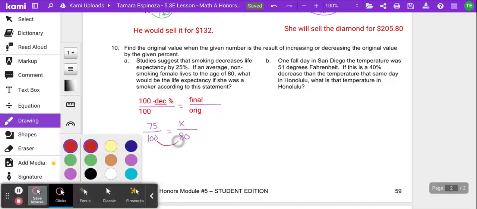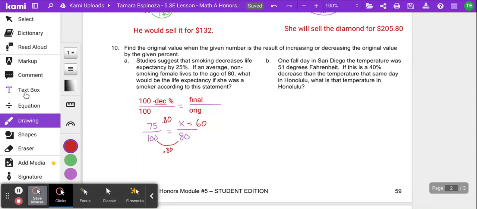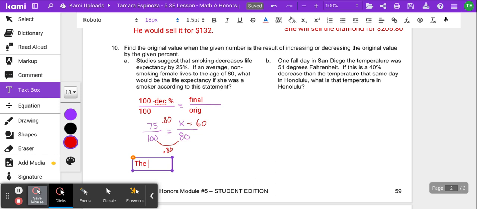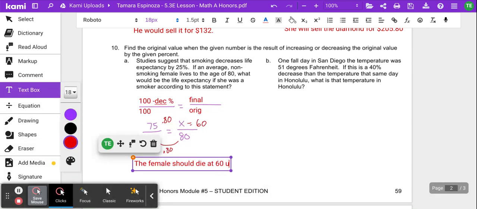This scales down by 0.80. 75 times 0.80 is 60. So you get to die 20 years earlier because you were smoking your cigarettes. The female should die at 60 years old.